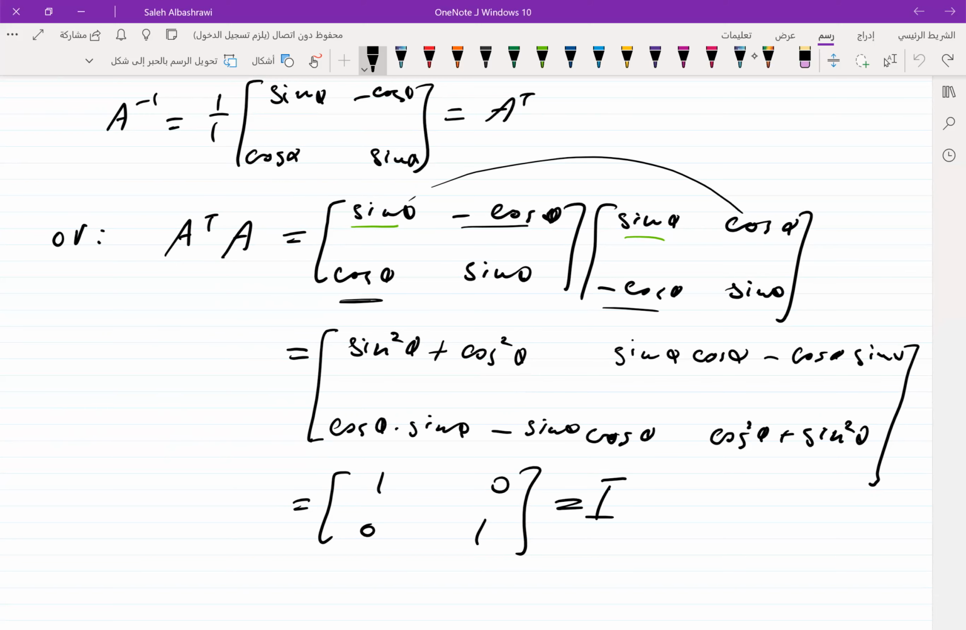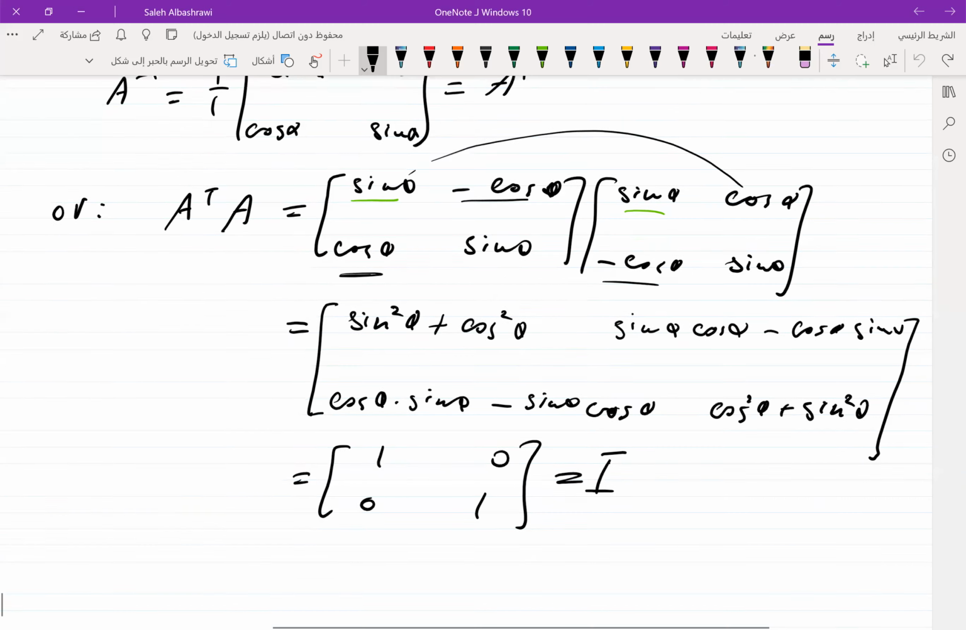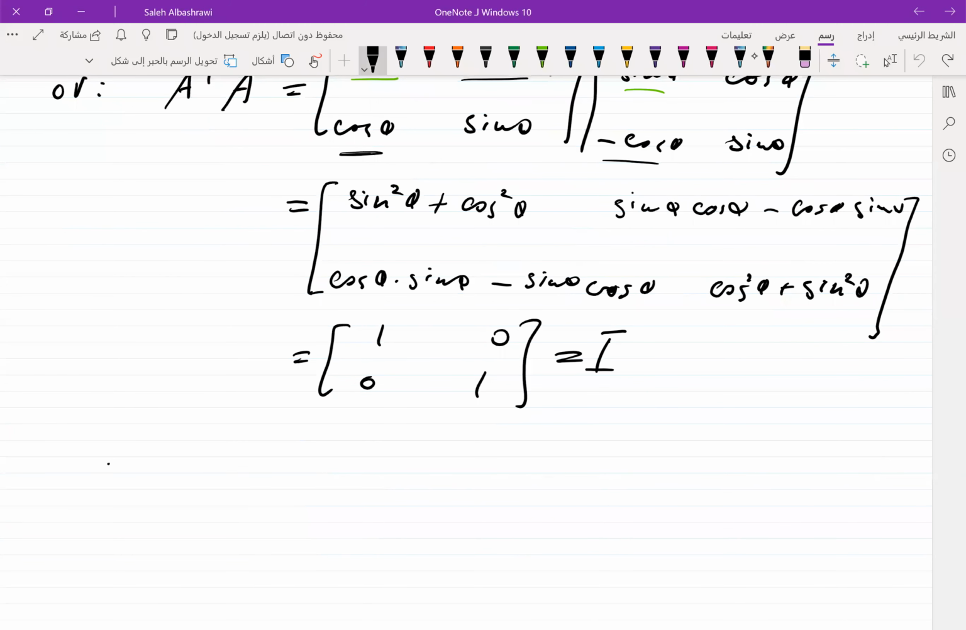But this is not enough because this is only one side of the equation. We said that for the inverse, A times B equals B times A to satisfy the identity. Because we know that for the product of matrices, they are not commutative. A times B is not equal to B times A. So we checked only one side. I have to check the second part, which is A times A transpose. Change the order.